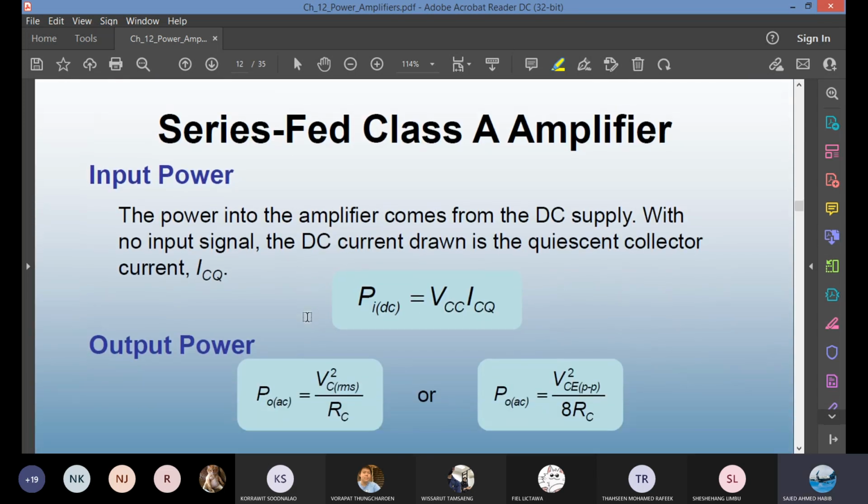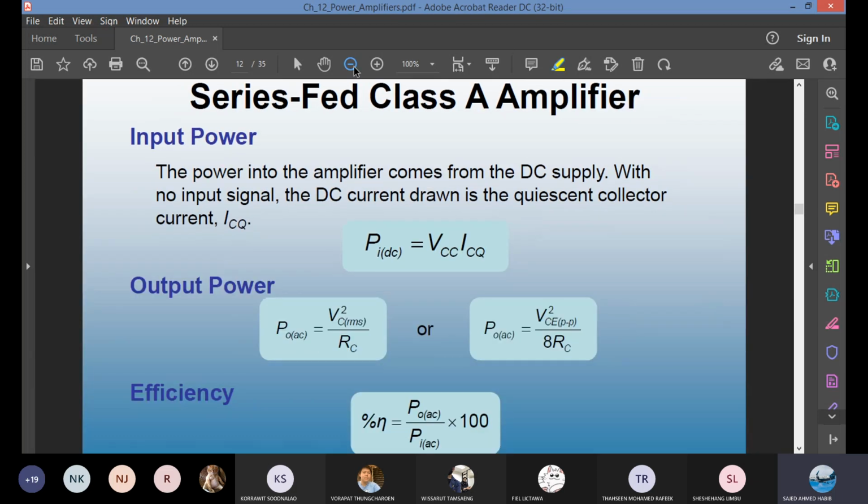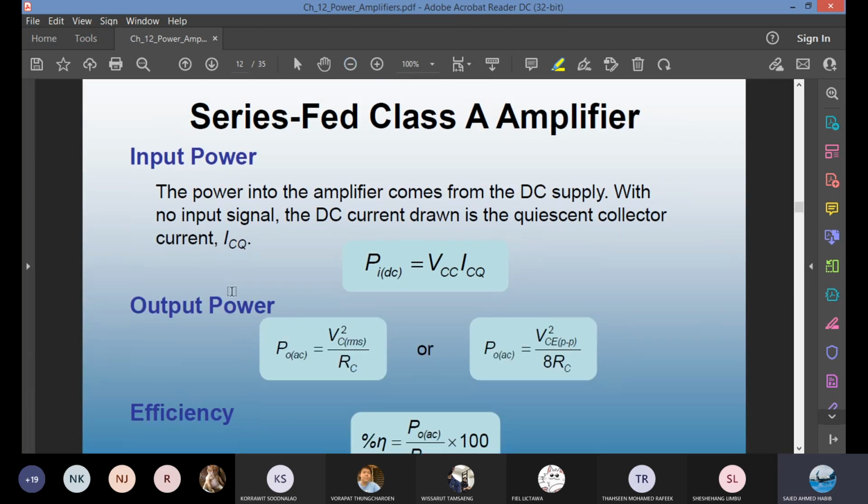For a series-fed class A amplifier, we have some formulas. These formulas are provided in the formula sheet in the final exam. So what is the input power? The power into the amplifier comes from the DC supply, and the input power is always expressed in DC. That's why you say P_i DC. It is given by VCC times ICQ. ICQ is determined during the DC analysis. VCC is your DC bias voltage. So you get your input power from the DC supply.